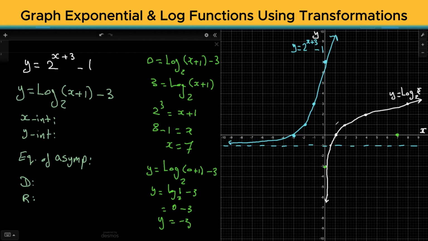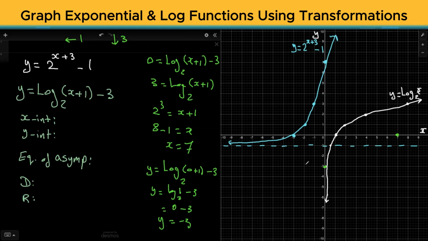Okay. Now, let's use transformations here. If we're doing transformations, I know this moved 1 to the left because of the x plus 1 here, and then 3 down because of that minus 3.